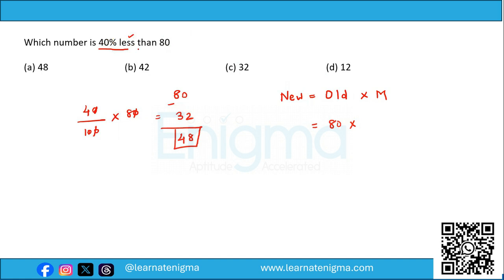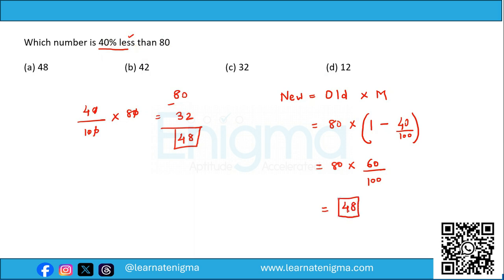It is 40% less. Because it is less, we write down 1 minus. And because it is 40%, we write down the fraction equivalent of 40%, that is 40 upon 100. So this will give you 80 into 60 upon 100. Again, zeros get cancelled out. Your answer will be 48.